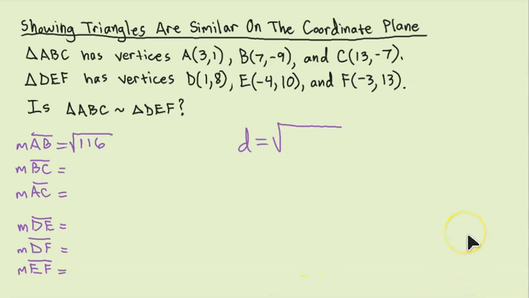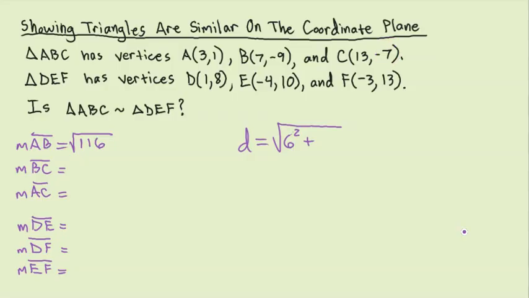Okay. All right, let's go to BC. BC is going from 7, negative 9 to 13, negative 7. Well, how far is it from 7 to 13? Well, we can just do 13 minus 7. That's 6. So we're going to do 6 squared plus. Then how far is it from negative 9 to negative 7?